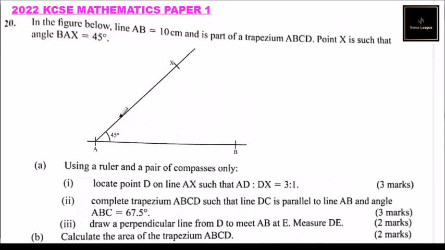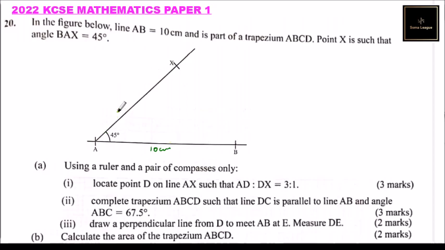This is number 20, 2022 KCSE Mathematics Paper 1. In the figure below, AB is 10 centimeters and is part of a trapezium ABCD. Point X is such that angle BAX is 45. So we are told this is 10 centimeters. This angle is 45.